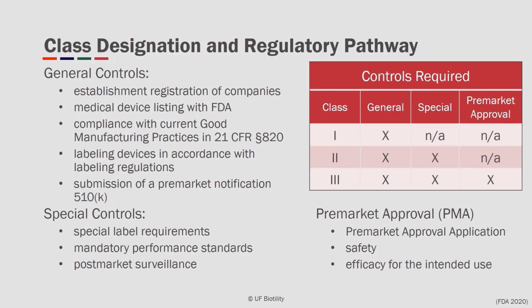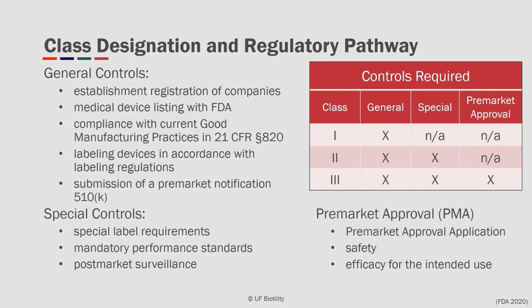Class designation and regulatory pathway. We have talked a lot about regulatory controls, and you may be wondering, what are some of these controls? General controls include establishment registration of the manufacturer, medical device listing with FDA, compliance with current good manufacturing practices in 21 CFR 820, labeling devices in accordance with labeling regulations, and finally, submission of a pre-market notification or 510K.